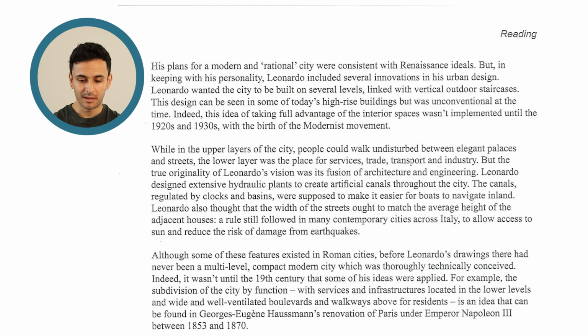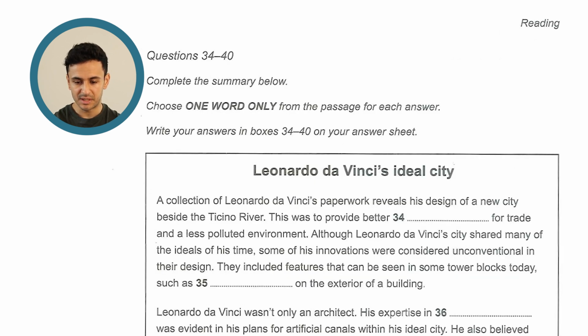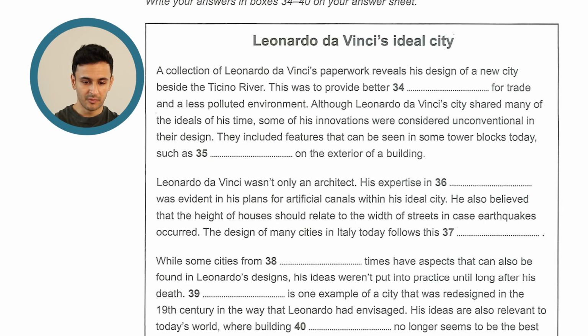This design can be seen in some of today's high-rise buildings, but was unconventional at the time. So if I go back to my summary here, they included features that can be seen in some tower blocks today, such as staircases on the exterior of the building. And if it was 2 words, I could have included vertical staircases. However, because the instruction here specified 1 word only, I'm gonna put staircases on the exterior of the building, which is the outdoor. Now let's move on.